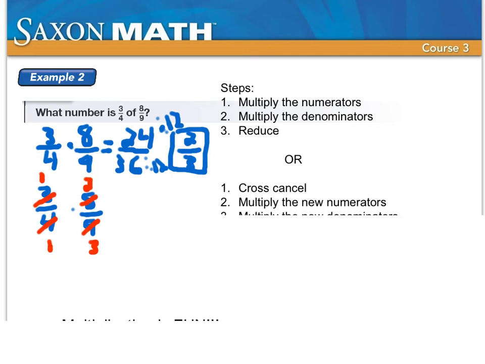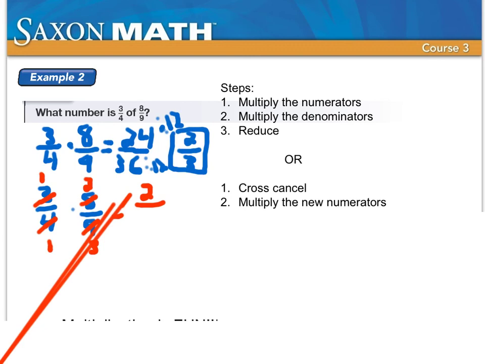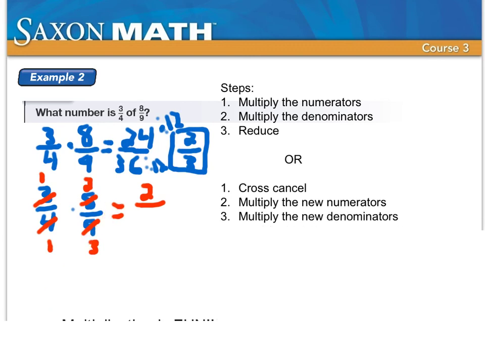Once you've done that, then you're just going to multiply the new numerators. Now the good thing about doing this is up here we had to reduce, here we already reduced these numbers. Okay, we simplified already, so we shouldn't have to at the end if we did that correctly. So multiply the new top numbers. 1 times 2 is 2. And then multiply the new denominators. 1 times 3 is 3. And 2/3 does not reduce.